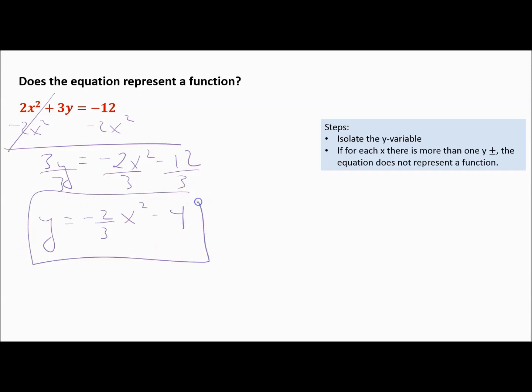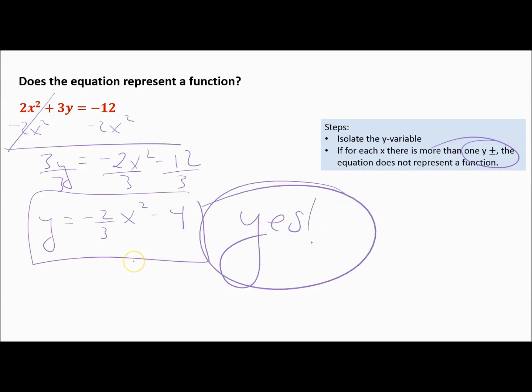We are done with this, but we haven't done our analysis yet. If I plug in an x value right here, like say 0, I'm only going to get one answer, negative 4. If I plug in x equals, say, 3, then I would square it to get 9. The 3's would cancel. That gives me negative 6 minus 4, which is negative 10. Again, only one answer. It does not have that dreaded plus or minus. So yes, this is a function. Okay, it's that plus or minus that causes us problems.